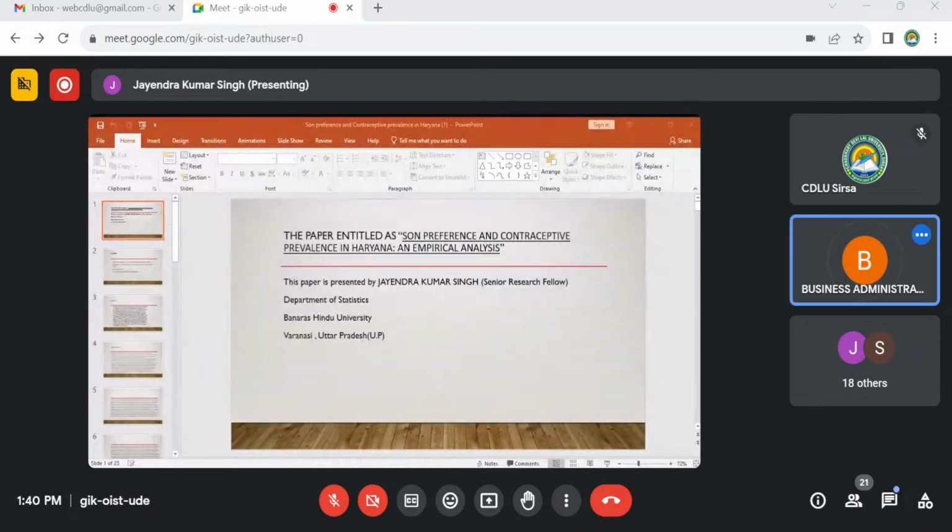The source of data is NFHS 4, which has been conducted under the Ministry of Health and Family Welfare. The methodology is that the Arnold index has been calculated to assess the impact of son preference on the usage of contraceptives by women. Arnold proposed this method in 1985, and this is the formula. In NFHS 4 in Haryana, in the sample of 21,654, 70.9% have at least one child, and 69% use modern contraceptives.